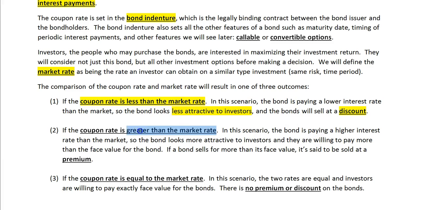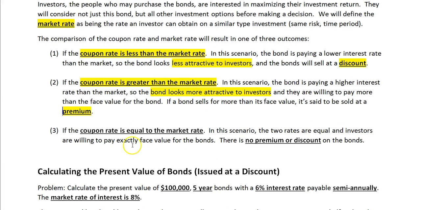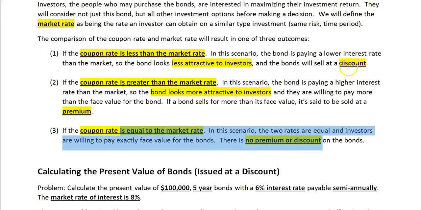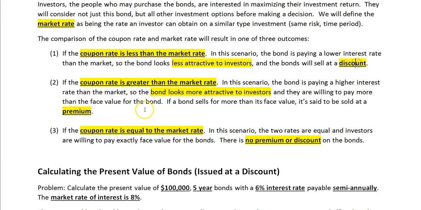In the second scenario, the coupon rate is greater than the market rate. In this scenario, the bond is paying a higher interest than the market, so the bonds look more attractive to investors, and they are willing to pay more than face value for the bonds. As such, it is said to be sold at a premium. The third option, if the coupon rate is equal to the market rate, then there is no premium or discount. We're going to like the third one the best because it's the simplest one to record. We're going to see these premiums and discounts give us problems to record.